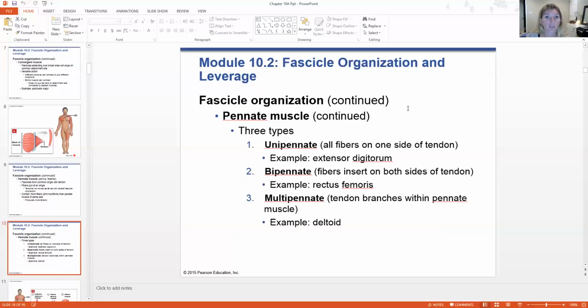This is like the extensor digitorum. It's on the back of the forearm. Then you have your bipennate, which is like the rectus femoris. That's that herringbone-like muscle. Then you have multipennate, where you have little branches, or the tendon actually will branch with the muscle itself, and that would be like the deltoid muscle.